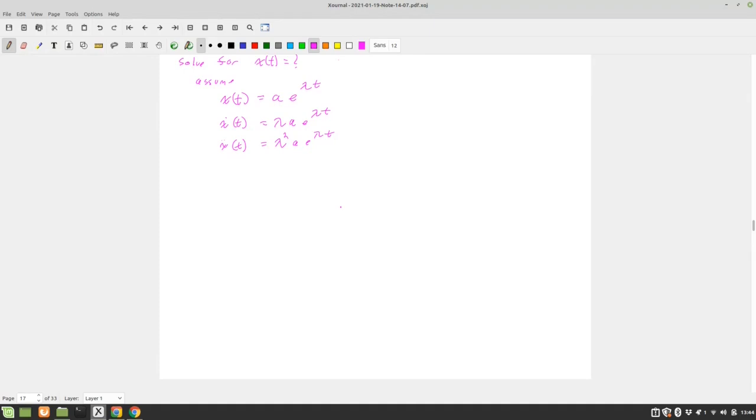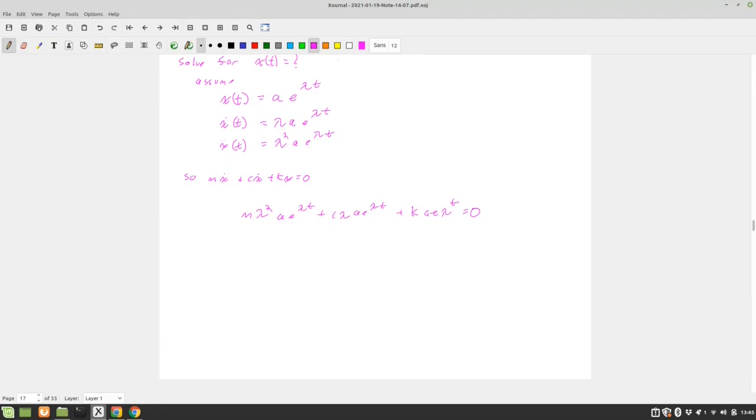So our equation, mx double dot plus cx dot plus kx is equal to 0, becomes m lambda squared a e lambda t plus c lambda a e lambda t plus k a e lambda t is equal to 0. That makes sense?